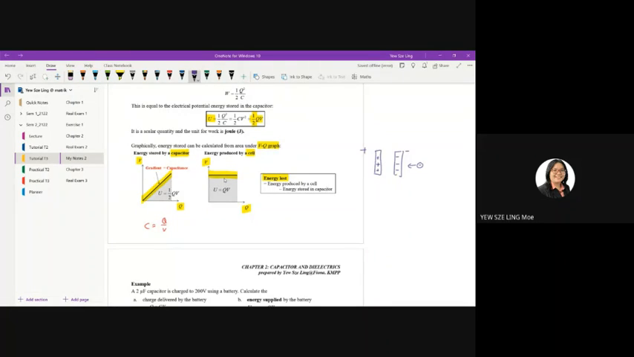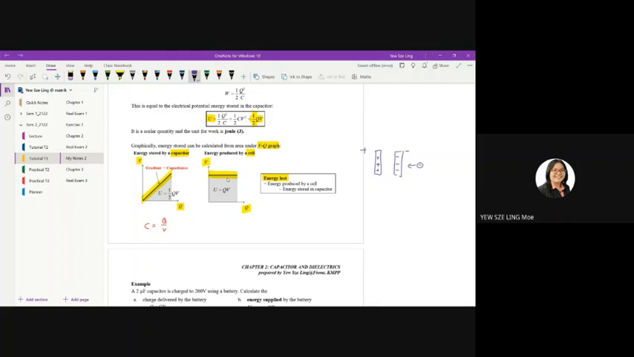And that is also why when you charge a power bank, we have a capacitor in there. So when you charge a power bank, you can feel that it's very hot. Okay, because you store the energy in a power bank, in the electric field between the plates, in the capacitor inside the power bank.